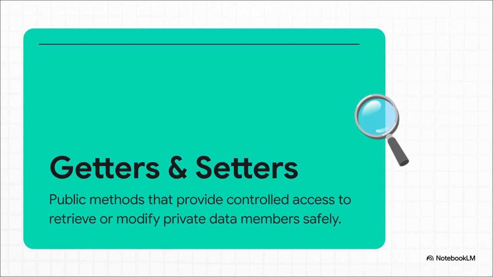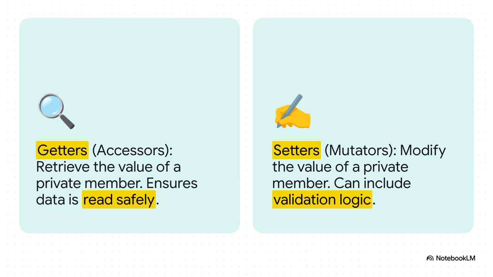They are specialized public functions, and they have one job and one job only, to safely manage access to that private data we're protecting. Let's look at the 2. Getters, which some people call accessors, are simple. They just let you read the private data. They go in and get the value for you safely. But setters, or mutators, oh, this is where the real magic is. They let you change the data, but, and this is absolutely crucial, they get to check the new value before they change anything.